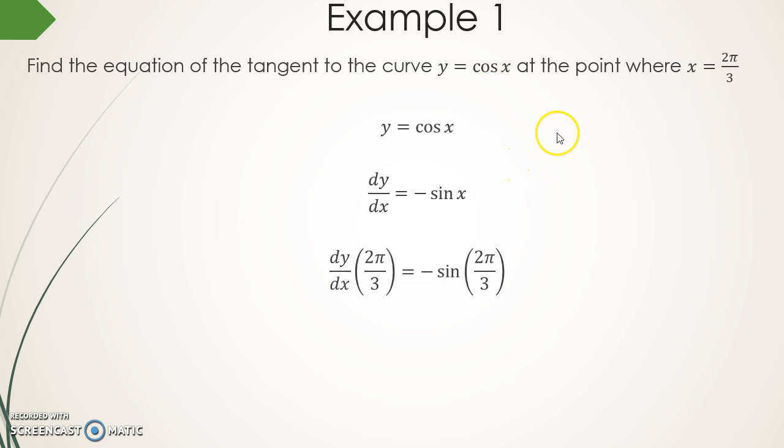So our function is y equals cos x. The tangent at any point on that graph can be given by the derivative, which is negative sine x. And we want to find out what is that tangent when x is 2 pi over 3. So we're going to sub 2 pi over 3 into our derivative. So we've got negative sine 2 pi over 3.